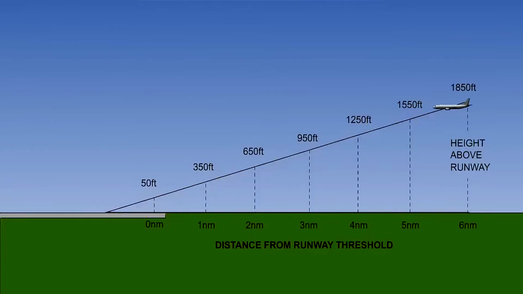The heights are worked backwards from 50 feet above the threshold, which is the reference point. This would put the aircraft at 0 feet at the touchdown point. So, at 6 nautical miles from the runway, the aircraft should be at 6 times 300 plus 50 feet. That is, 1850 feet above the runway.